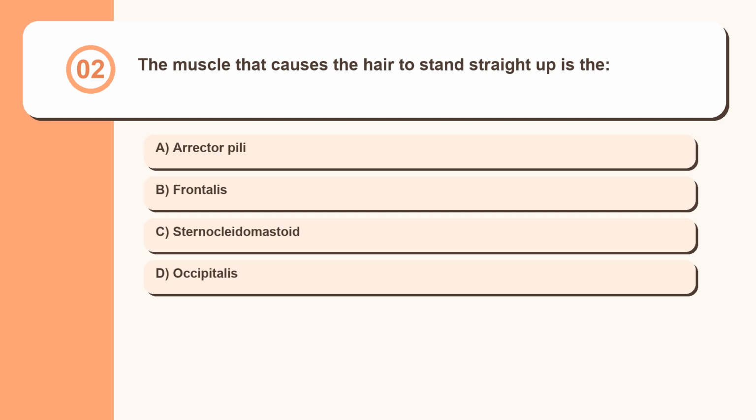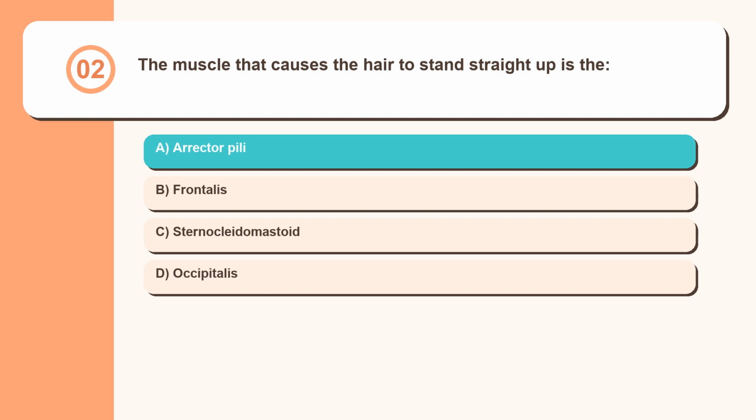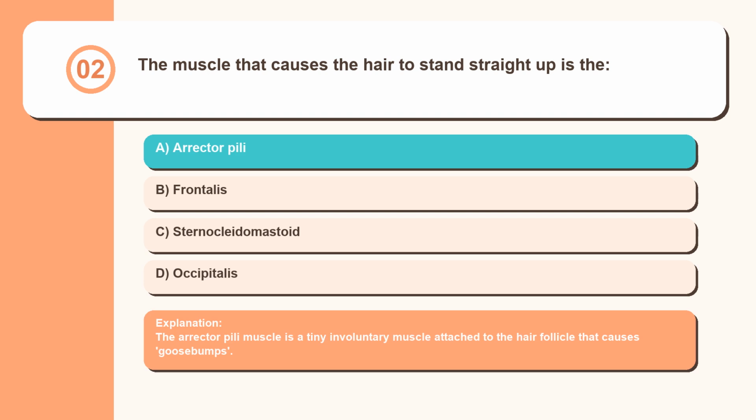Question 2. The muscle that causes the hair to stand straight up is the: erector pili, frontalis, sternocleidomastoid, occipitalis. The erector pili muscle is a tiny involuntary muscle attached to the hair follicle that causes goosebumps.